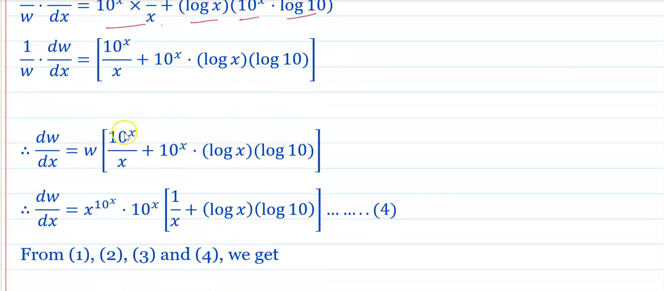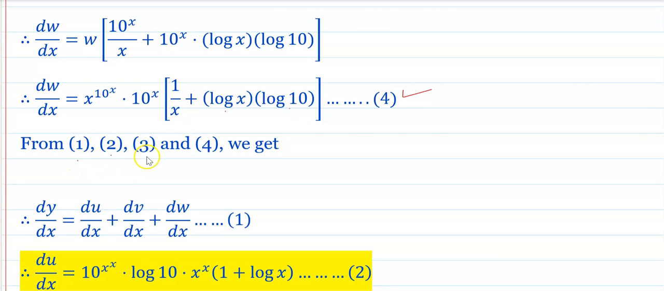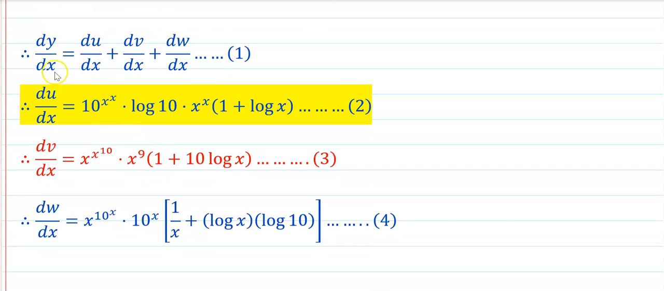What will we take common here? Therefore dw by dx is equals to w times 10 raised to x upon x plus 10 raised to x into log of x into log of 10. Take 10 raised to x as a common. W means what? x raised to 10 raised to x. Therefore dw by dx is equals to x raised to 10 raised to x into 10 raised to x in bracket 1 upon x plus log of x into log of 10. This is the fourth one.